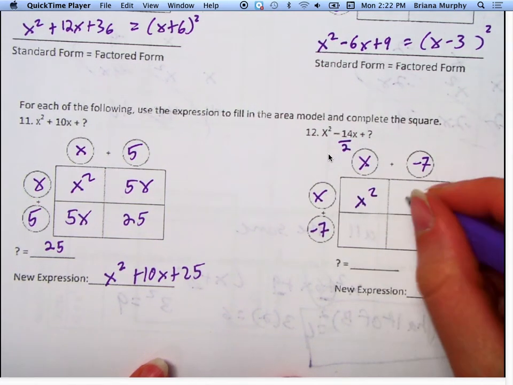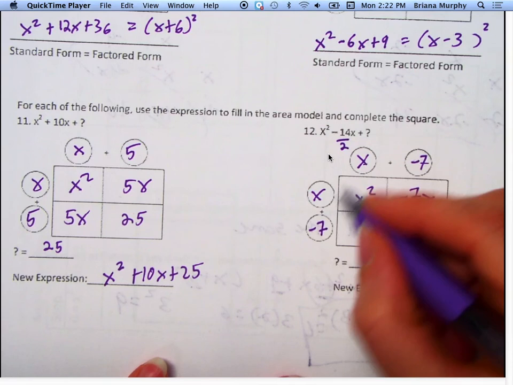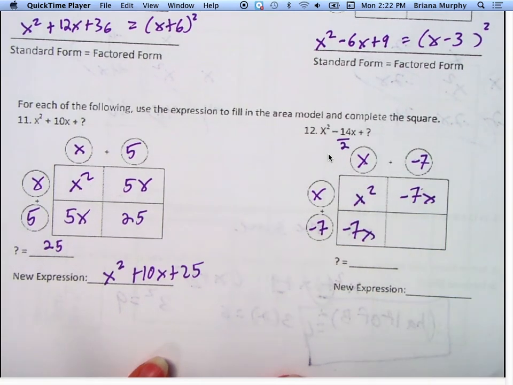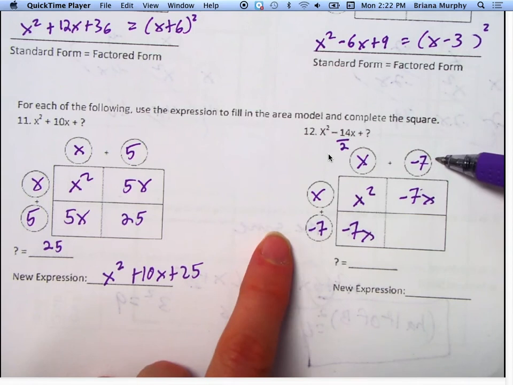x and 7 gives me negative 7x. x and negative 7 give me negative 7x. Negative 7 and negative 7 make negative 14, right? But what is negative 7 times negative 7? 7 plus negative 7 is negative 14, Caleb. Did you listen to Jaden?